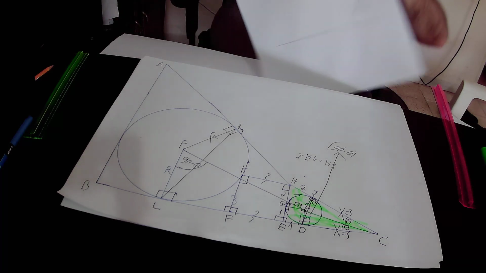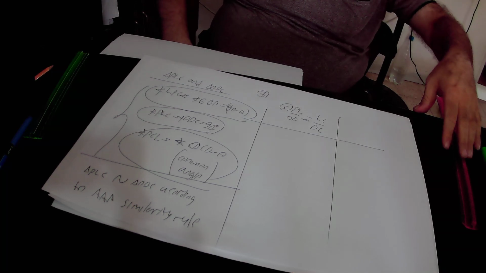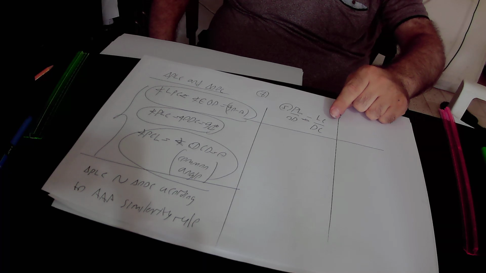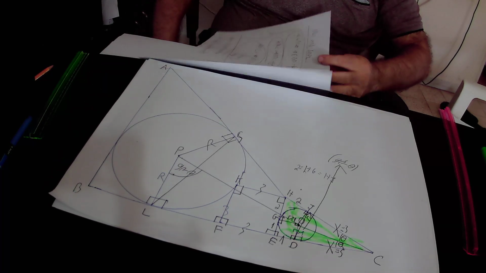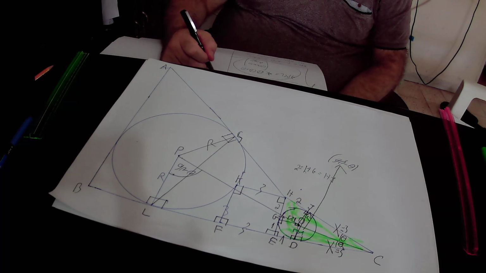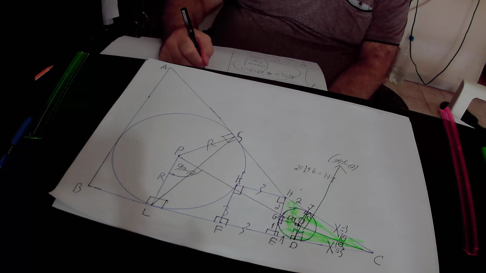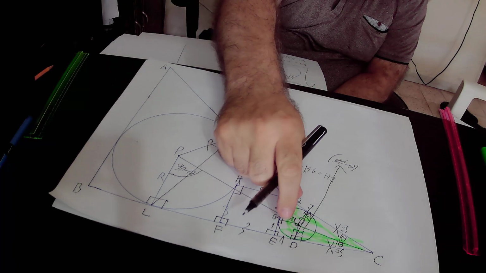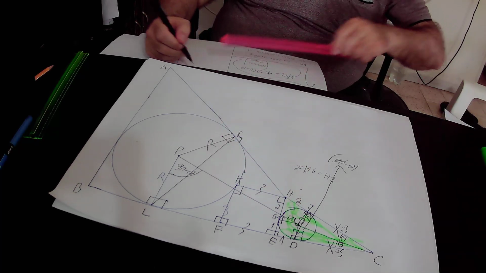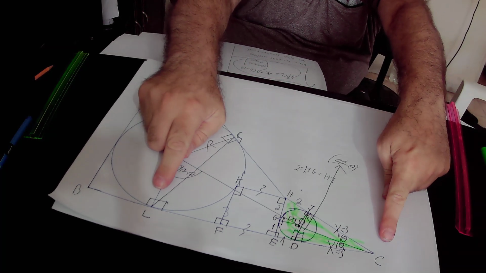I'll repeat again. We derive from the fact that those two right triangles are similar to each other that PL over OD equals LC over DC. PL equals R, the radius of the big circle, over OD. OD equals 1, the radius of the small circle, and it is equal to LC. What is the length of LC?